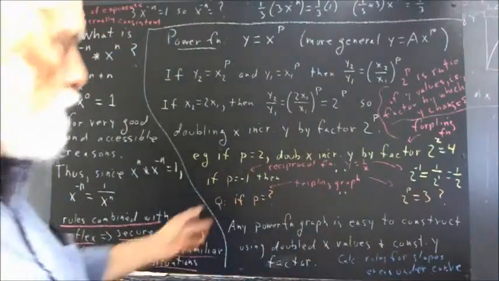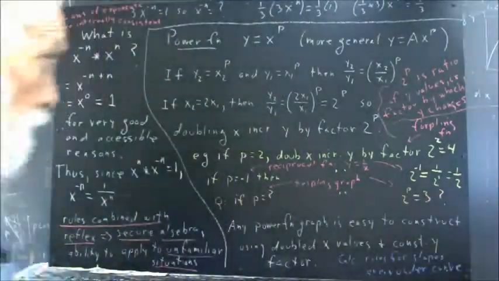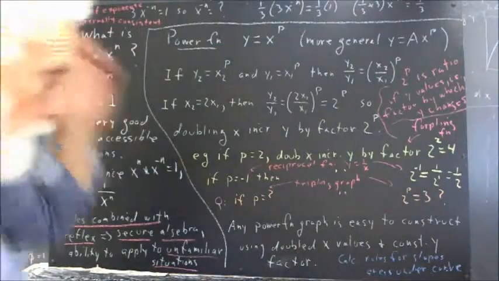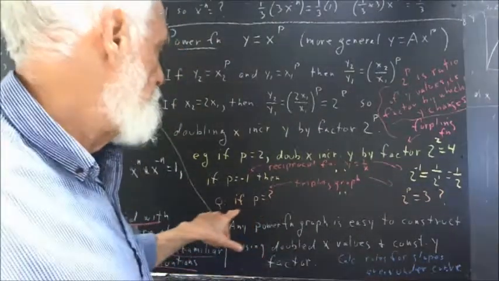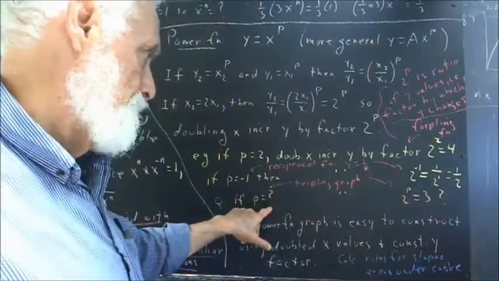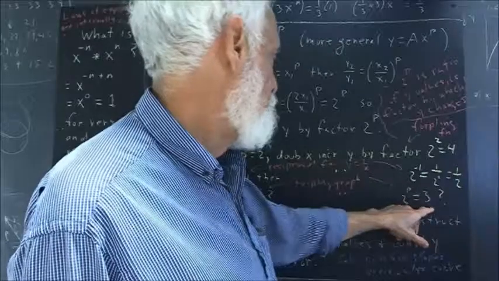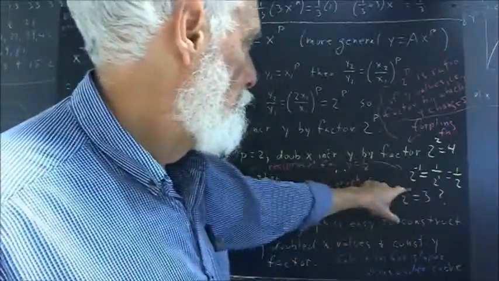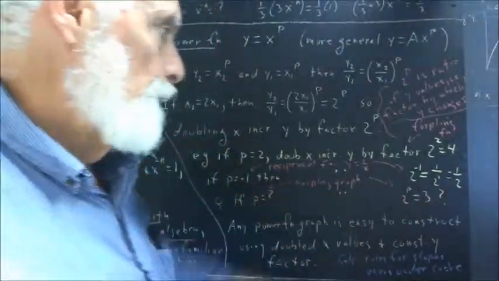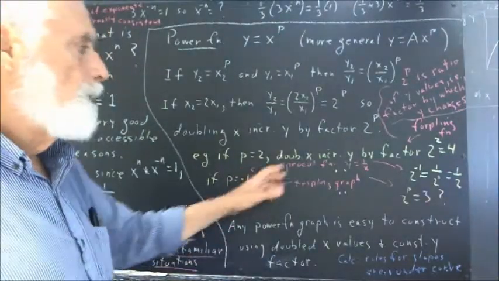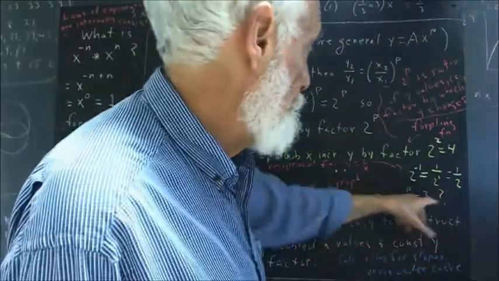Okay? Now, just a question here, and we talked about this in class, but what value of p, if p equals what, would we get 2 to the p equals 3? That is, what would the value of p be for the tripling graph? Okay, now I could give you any factor and you could get an equation like this.